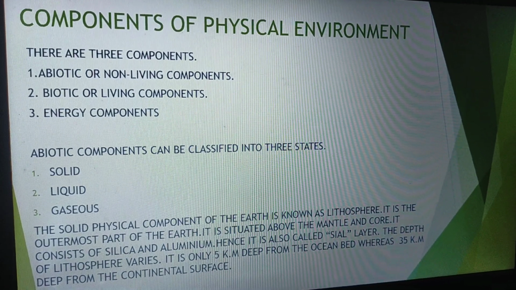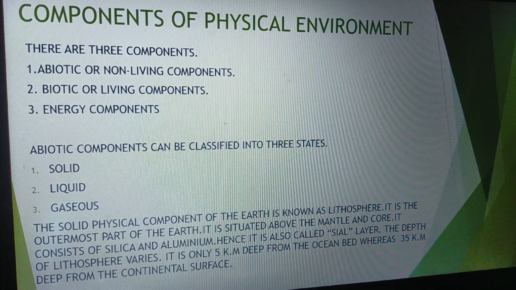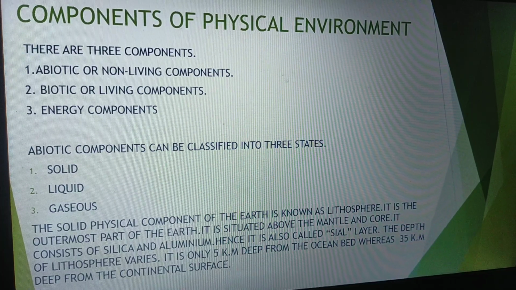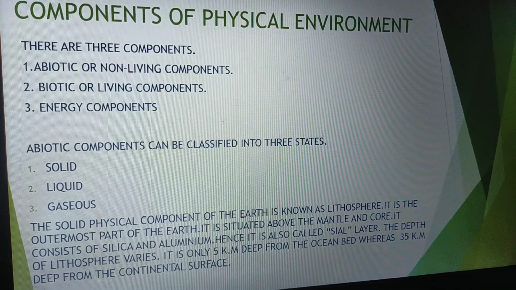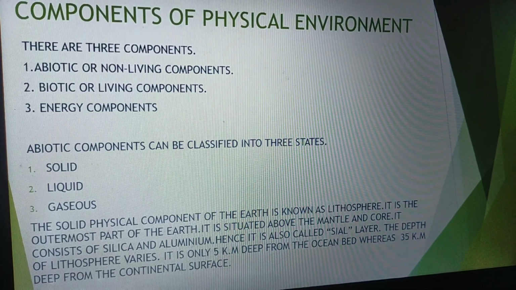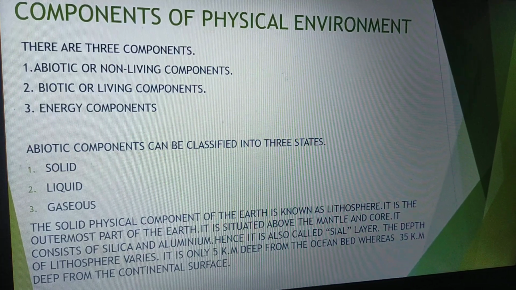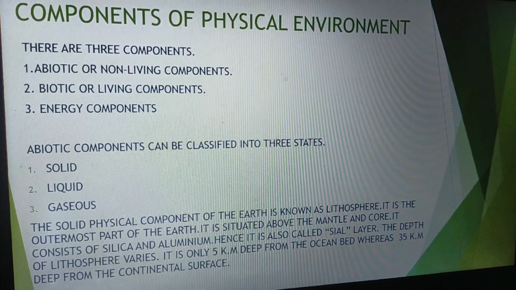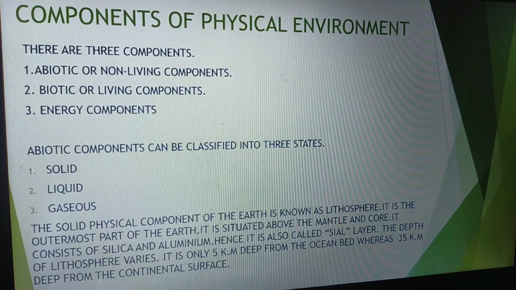So what is this abiotic component? As we have said earlier, abiotic components are the non-living components. So we can classify these abiotic components into three states: the solid, liquid, and gaseous state. So the solid component of the physical environment of the earth is known as the lithosphere.